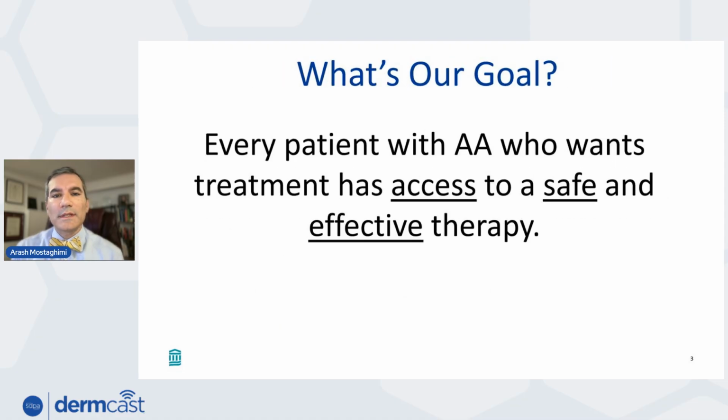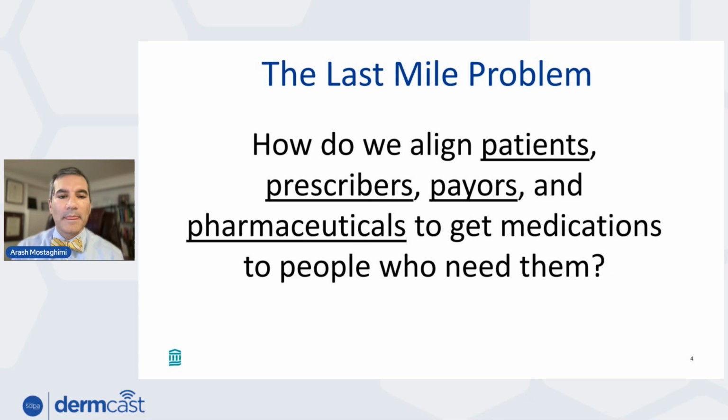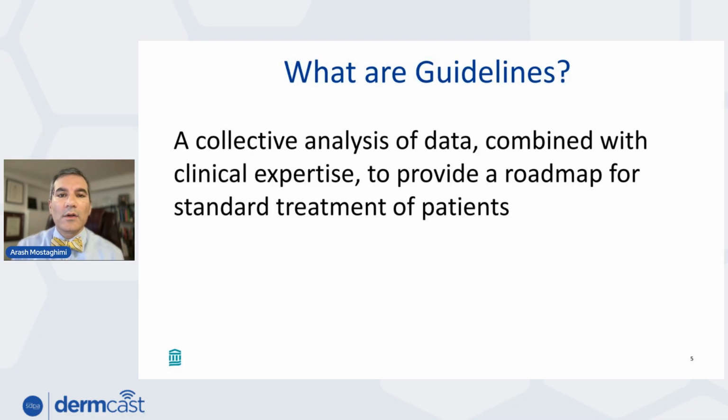So our goal really now is to make sure that every patient with alopecia areata who wants treatment has access to a safe and effective therapy. And the main issue we have, the last mile, so to say, now that we have some of these treatments, is how do we make sure that patients and prescribers, the insurance companies and pharmaceuticals, are all aligned to ensure that patients get the treatments that they need? So part of the answer for us is to create guidelines.